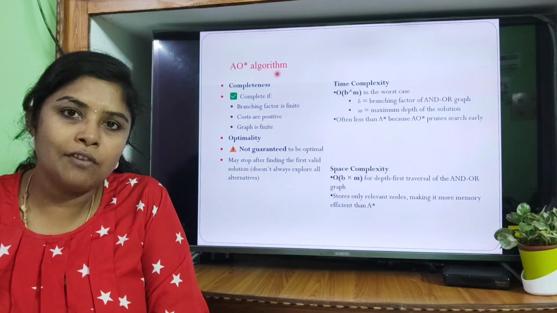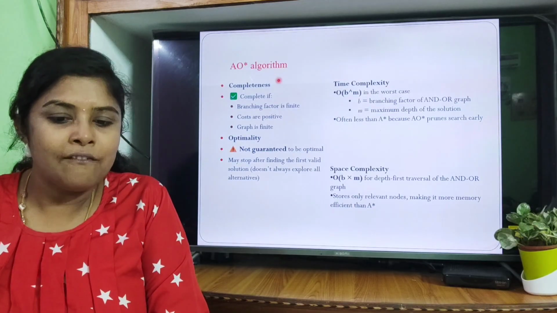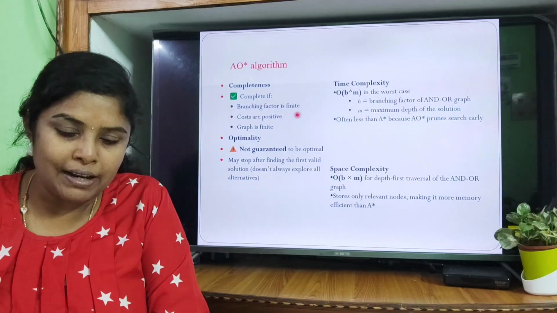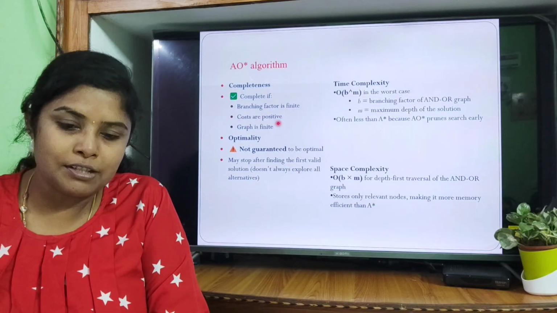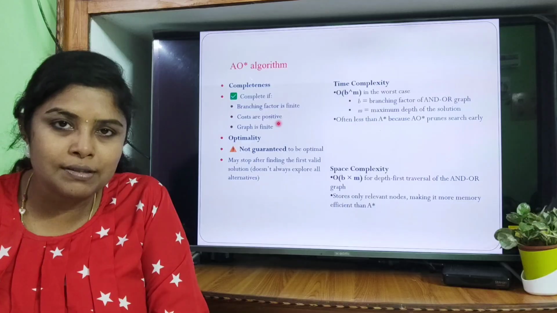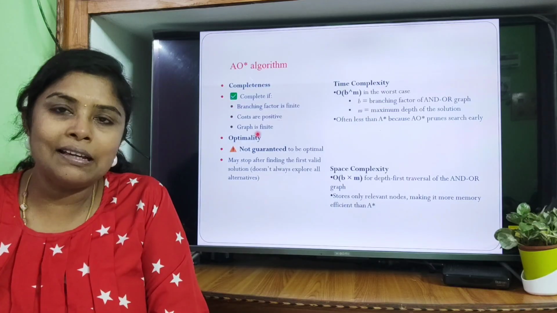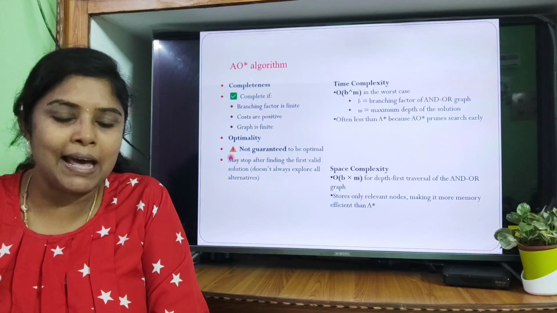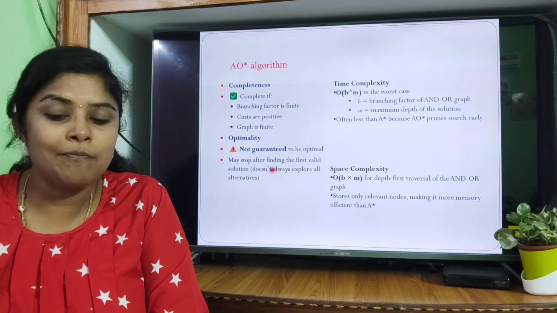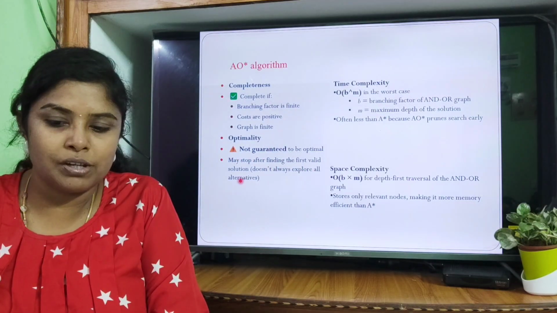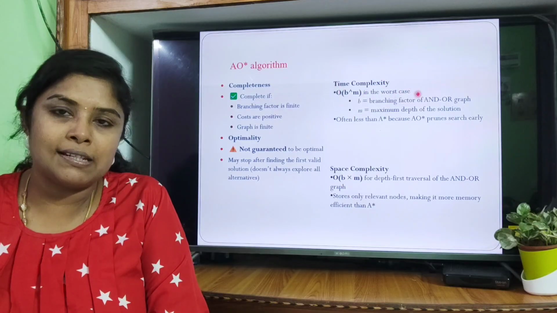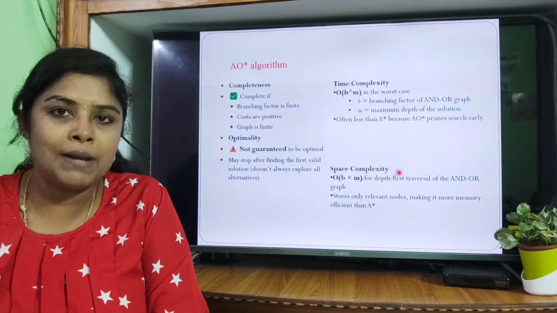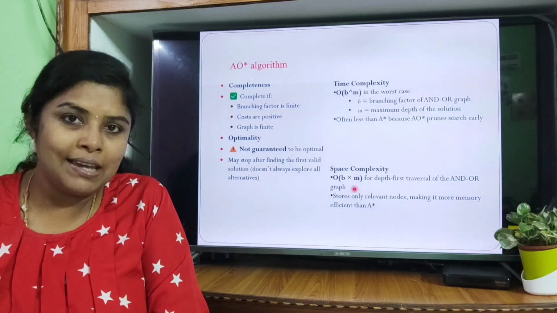Coming to the properties of AO star algorithm, we can say that this algorithm is complete if the branching factor is finite and the costs are positive, because we cannot compute if the costs are infinite or negative, and the graph is finite. Coming to the optimality, we can say that it is not guaranteed because it may stop at finding the first valid solution. Coming to the time complexity, it is the same. So order of B power m, and space complexity is order of B into n.